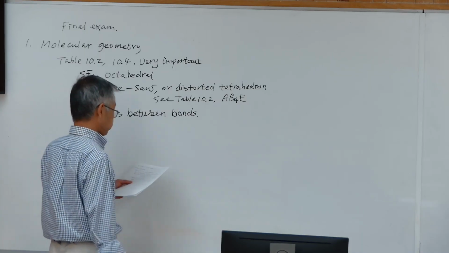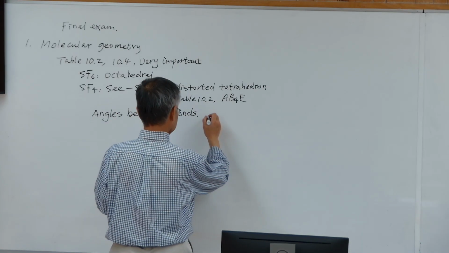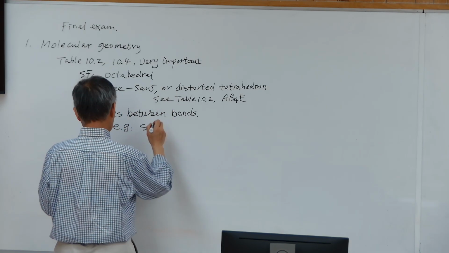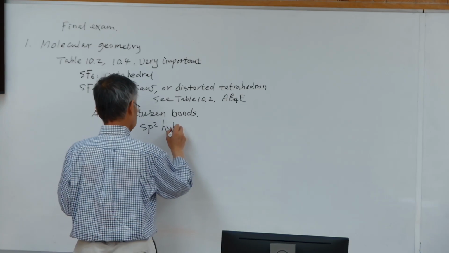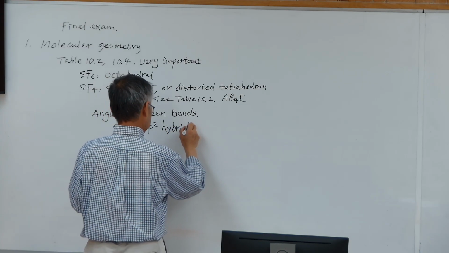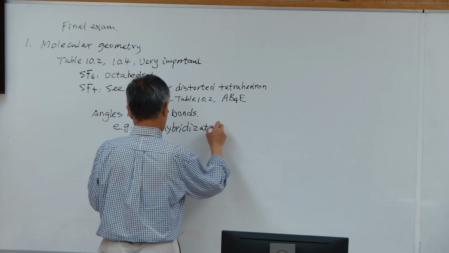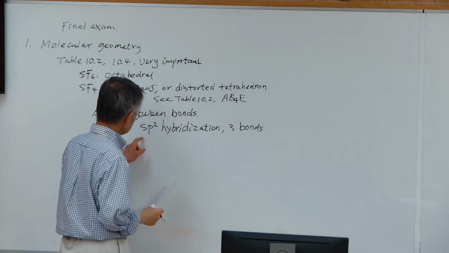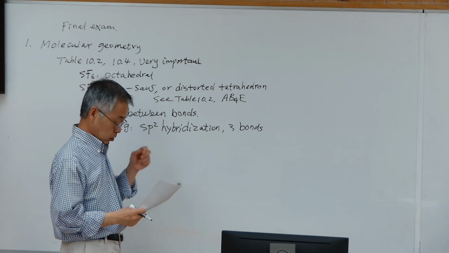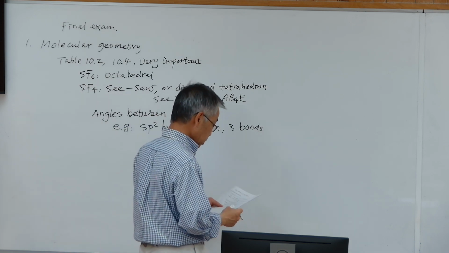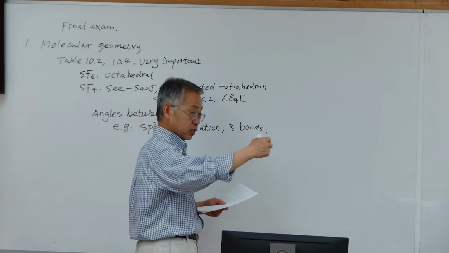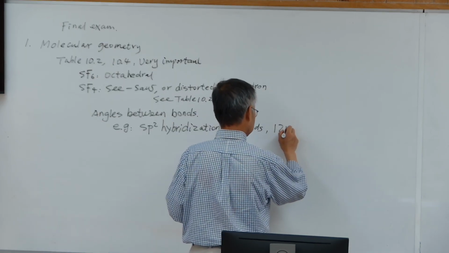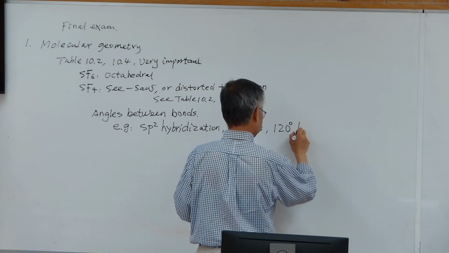For example, sp2 hybridization. 3 bonds, right? So 3 orbitals could form 3 bonds. And these 3 bonds are in the plane, 360 equally divided by 3 is 120. So 120 degrees.